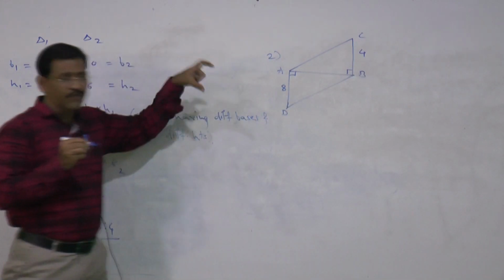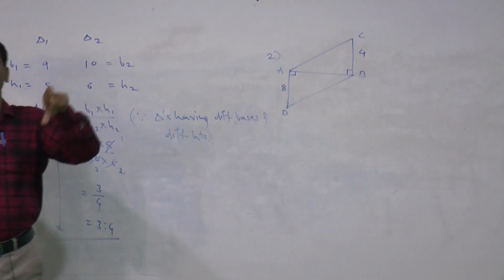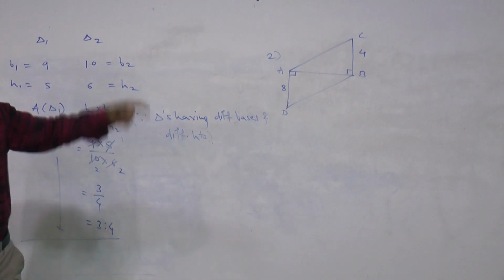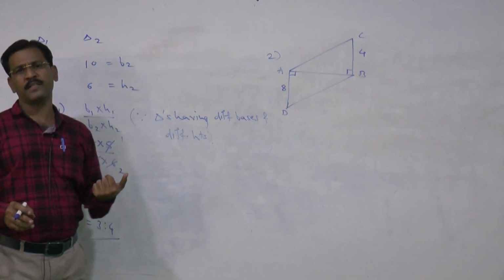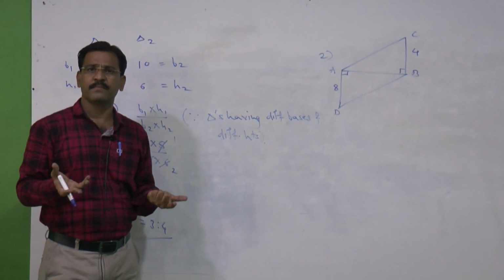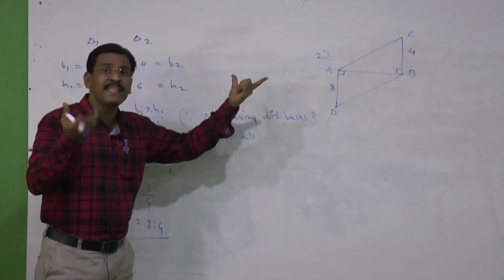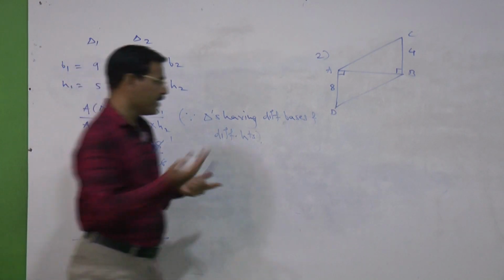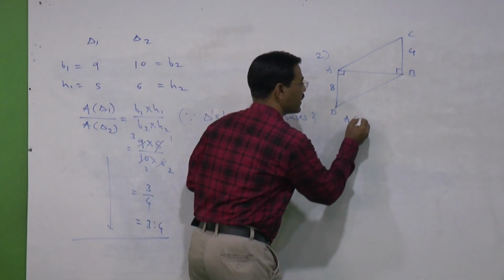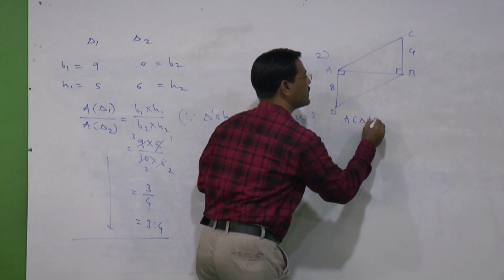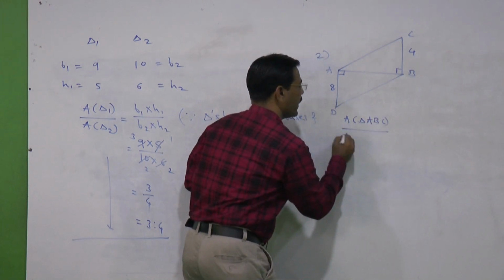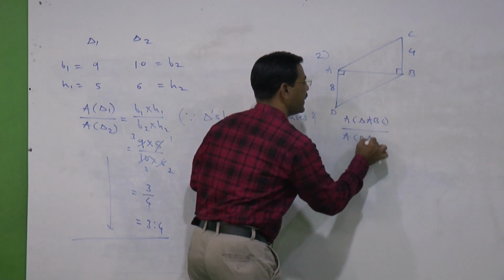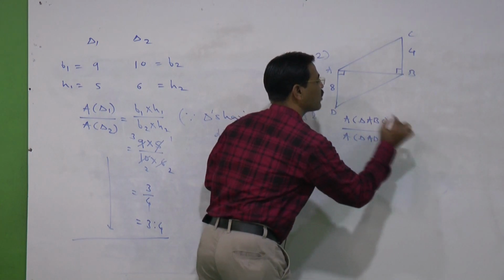Now from this information, we are going to find what? The ratio of the areas of these two triangles. Look, friends, what is here? The base is the same, meaning they depend upon their corresponding heights. Okay, let's take it. So what can you write here? Area of triangle ABC upon area of triangle ADB, is equal to what?